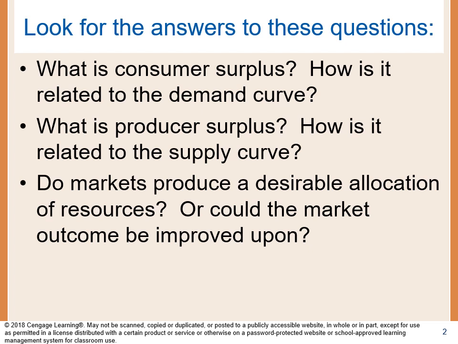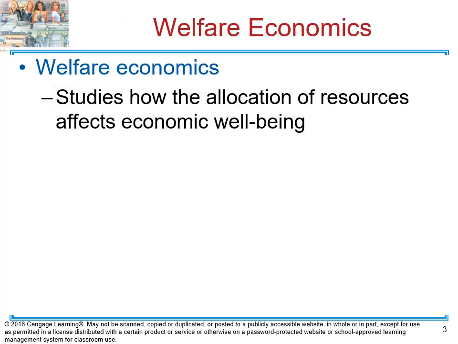When we do that, we're going to ask the question, do markets produce a desirable allocation of resources? Or could the market outcome be improved or not? That's what we're going to be doing next. This topic falls in the field of welfare economics. Welfare economics studies how the allocation of resources affects economic well-being.